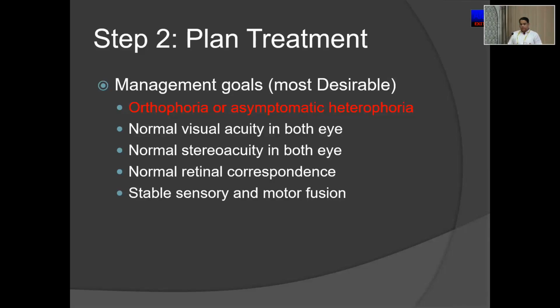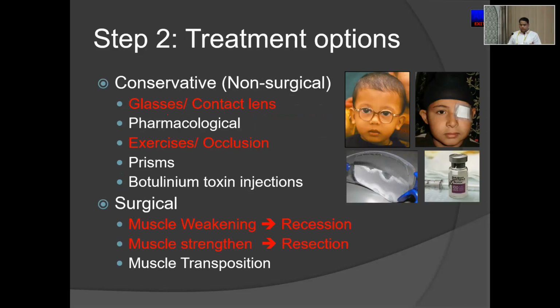So, plan a treatment. The basic target is orthophoria or asymptomatic heterophoria, which is less than 5 prism diopters, with normal visual acuity, normal stereo acuity, normal retinal correspondence, and stable sensory and motor functions. For the treatment options, first find out what the refractive error is and prescribe it. Most of the patients turn out to have a very good result because of the correction of the refractive errors. You can give some exercises or do occlusion therapy, but I have finally found out that doing exercises takes a lot of your energy, and the end result is that we have to go for surgery.